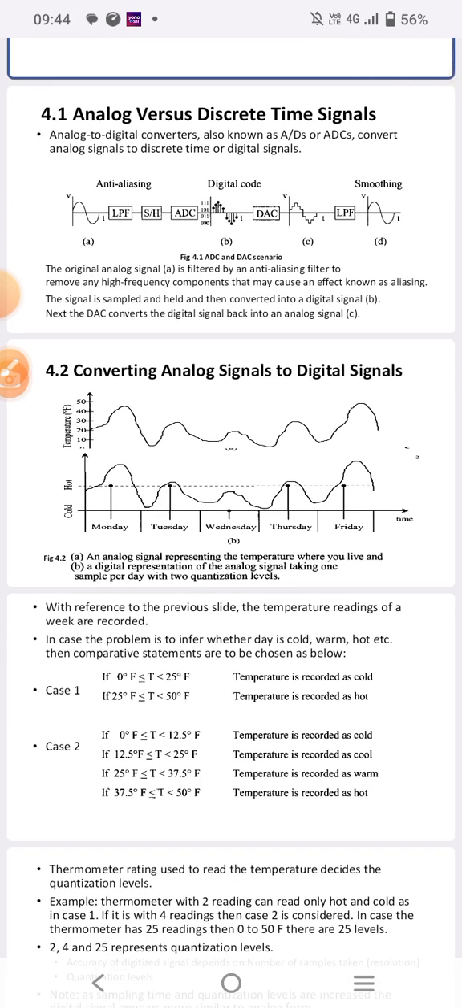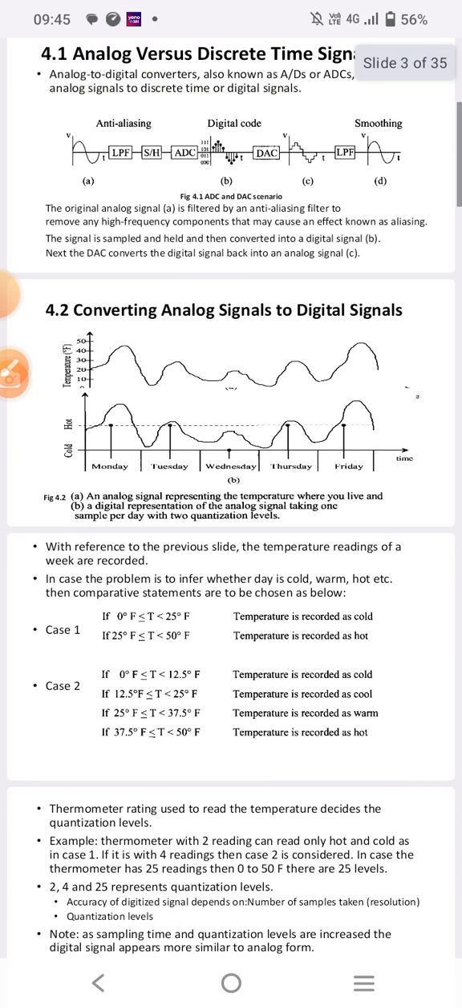Next is how exactly we convert. That is what we showed as the discrete time signals. But now if we want to get the digital signal, as I told you, discrete time signals are not zeros and ones. They have values ranging from 0 to 5. So now we see how exactly we convert the analog signal into the digital signal.